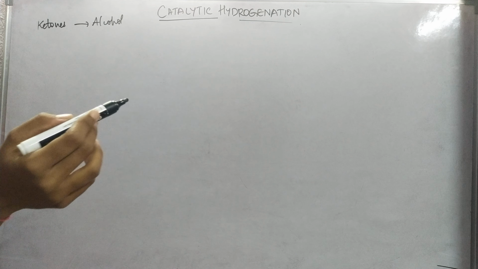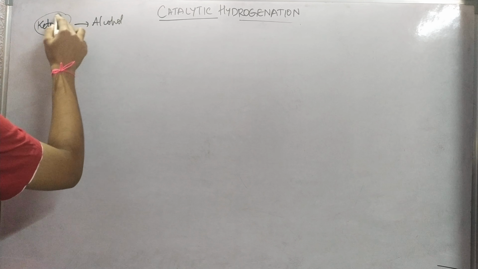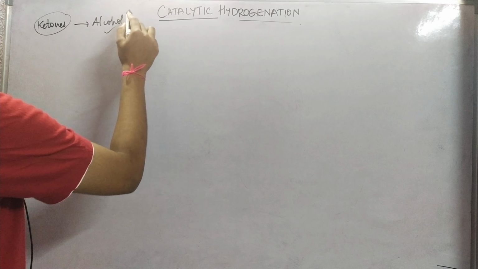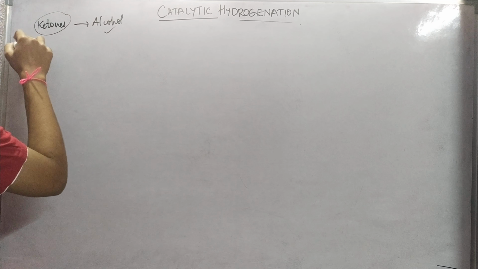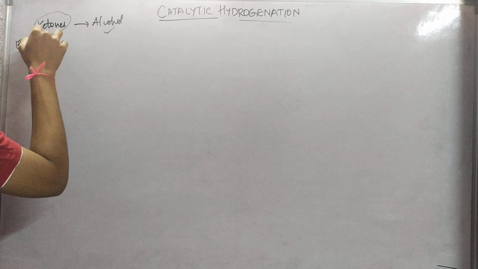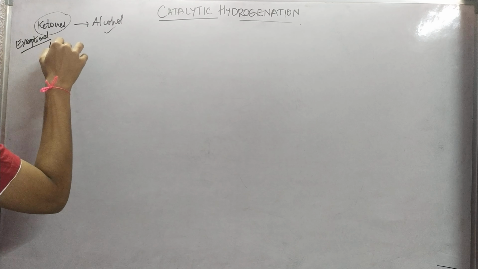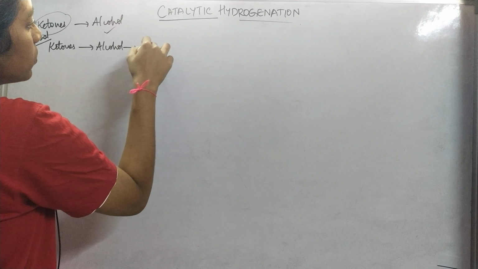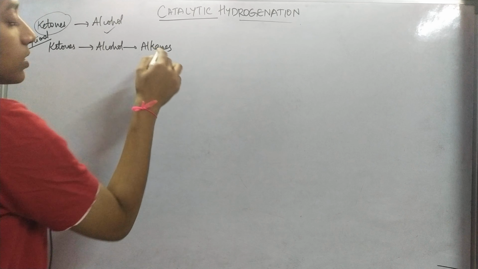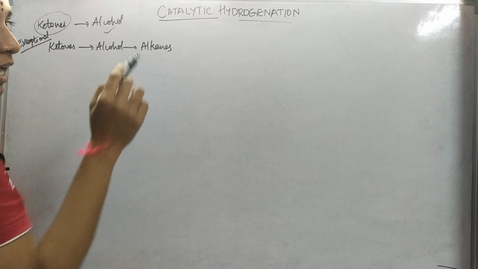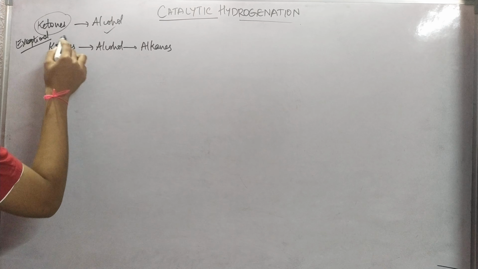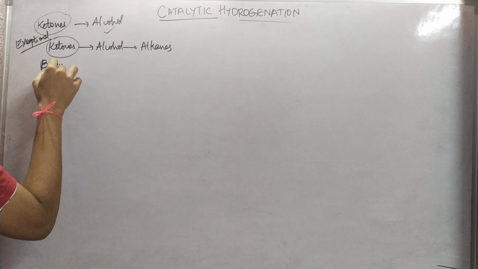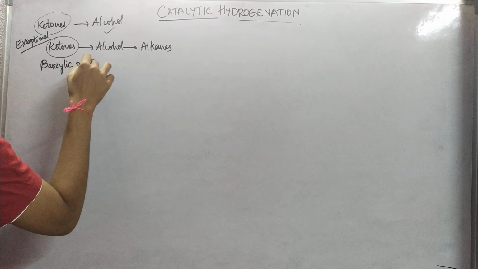Okay, in the previous two examples we have seen that ketones, when they undergo catalytic hydrogenation in the presence of a metal catalyst, will be reduced to alcohols. But there is an exceptional case where ketones are first reduced to alcohols and then reduced to alkanes, which means the final product of the ketone will be alkane. So this occurs only when the ketone is present at the benzylic position. The ketone group should be present at the benzylic position.